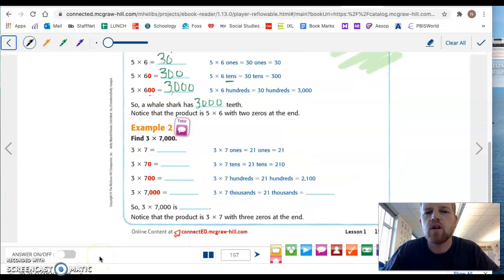Go ahead and take a look at example 2 here. Example 2 is not written in a word form, it's more of in our standard form. So we're given the problem here, find 3 times 7,000. All right, so again, I'm always going to start with just my basic fact here.